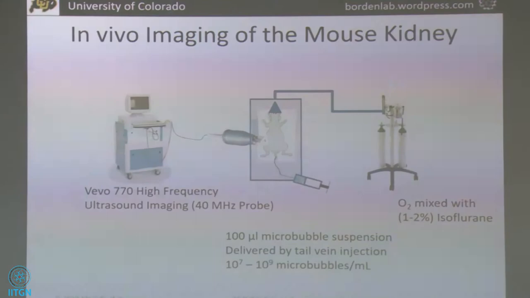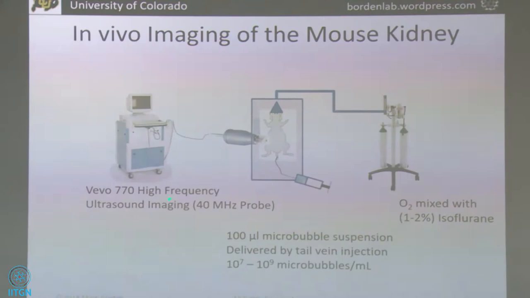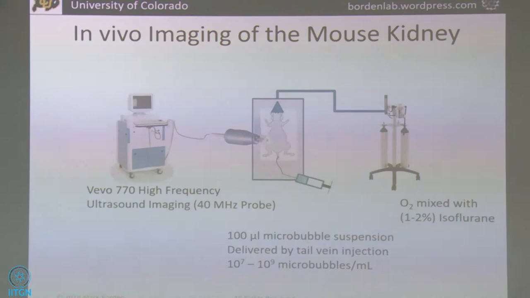It had a little arm with a transducer at the end that would sweep back and forth. Okay, the new Vivos, not so new, this was 2010, but about 2008 or something like that, Visual Sonics, the company that makes this, also came out with a linear array probe that operates at 25 megahertz. This one operated at 40 megahertz. And the mouse is sitting here, it's being anesthetized, so it can give it some isoflurane with oxygen as a carrier gas.